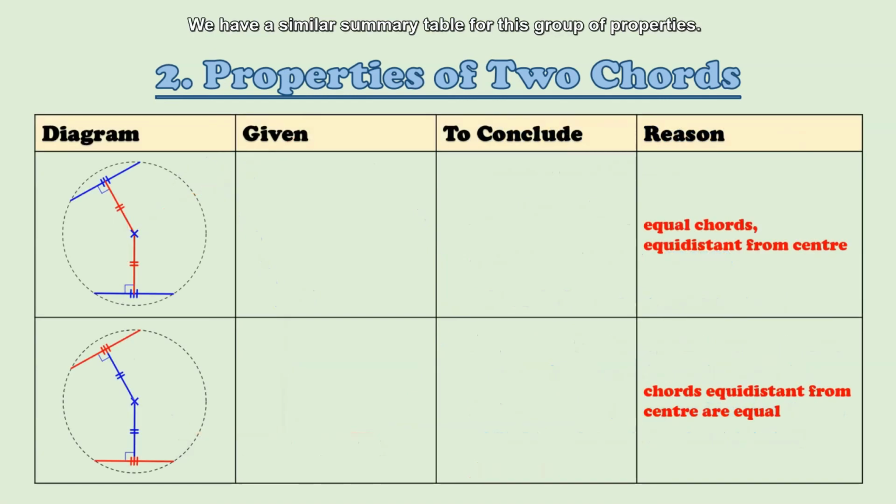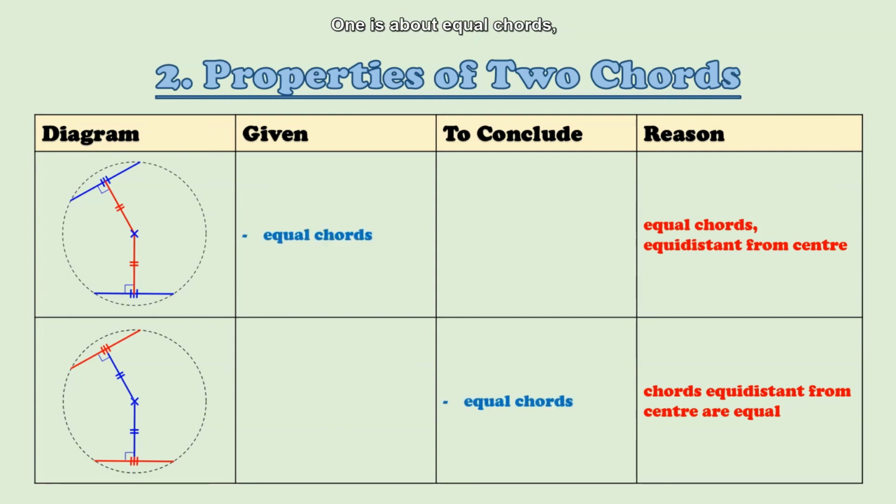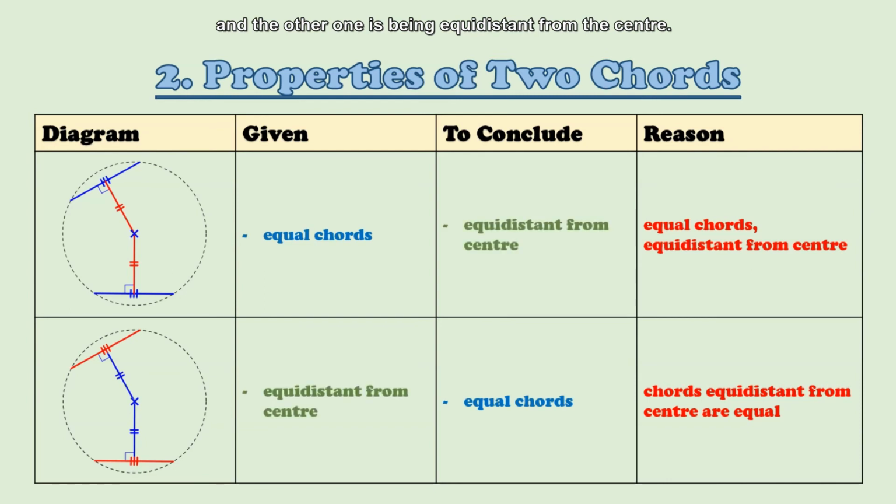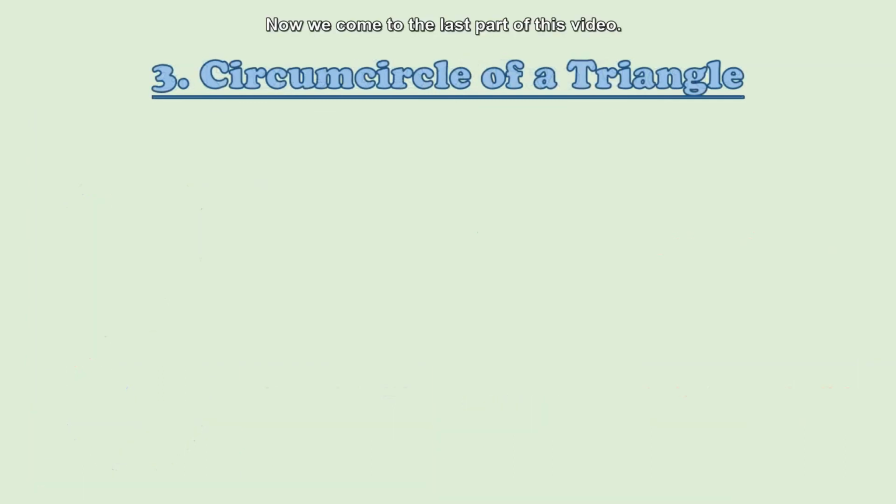We can have a similar summary table for this group of properties. We need to consider two kinds of relationship of chords. One is about equal chords, and the other one is being equidistant from the center. If one of these conditions is given, we can conclude that the other one is also true by referring to one of these reasons. Now we come to the last part of this video.